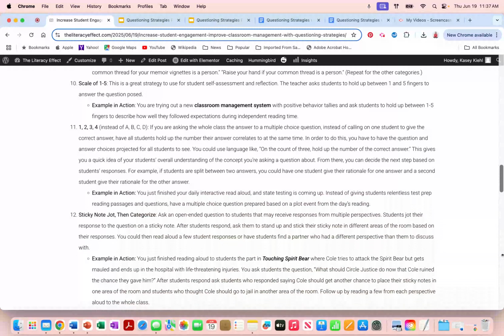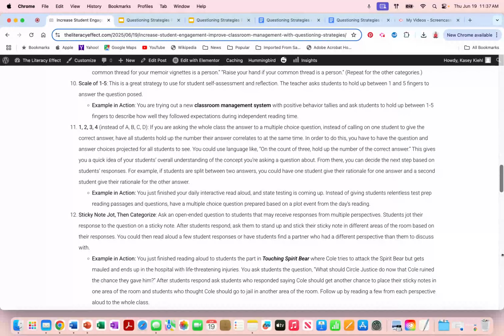The next questioning strategy is scale of 1 to 5. This is when you would ask students to respond by holding up 1 to 5 fingers, and this would just be a self-reflection or a self-assessment. This works great with behavior. Say you just had independent reading time and you're asking students to think about, how well did you follow those expectations of having your book, keeping your mind focused on your reading, creating a strong reading environment for the other students in your classroom. On a scale of 1 to 5, how well did you follow those expectations?